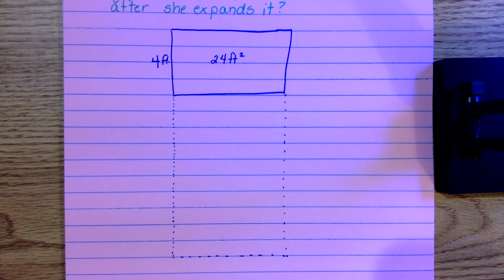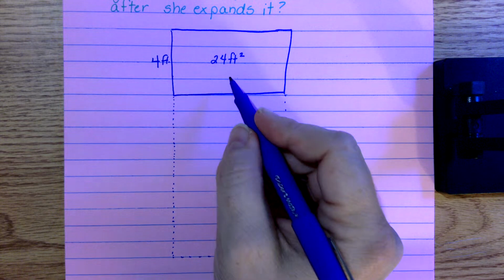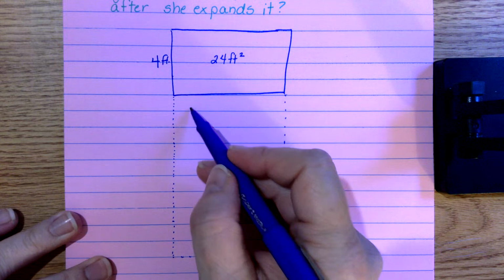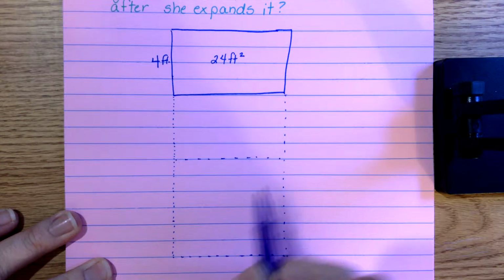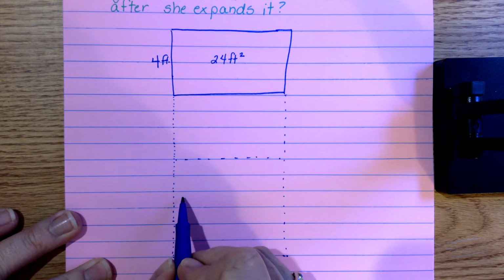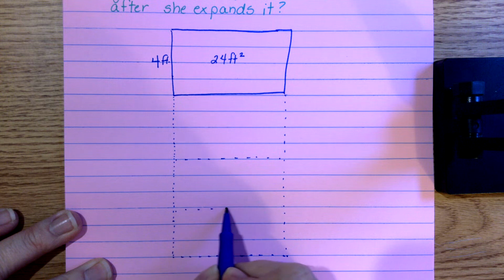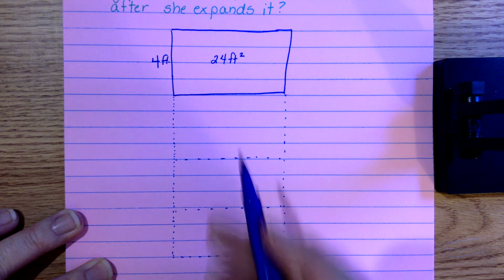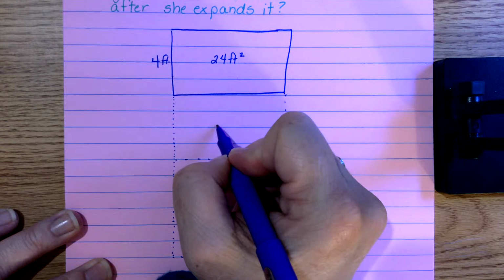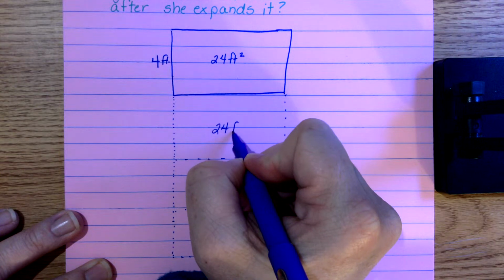We can approach this problem in one of two ways. We can look at the area and know that if we triple the width, pretend like those are perfect, I'm goofed up somewhere, that if we triple the width, each one of these is going to be 24 feet.